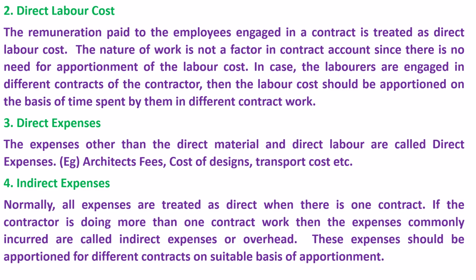4. Indirect expenses. Normally, all expenses are treated as direct when there is 1 contract. If the contractor is doing more than 1 contract work, then the expenses commonly incurred are called indirect expenses or overhead. These expenses should be apportioned to different contracts on a suitable basis of apportionment.